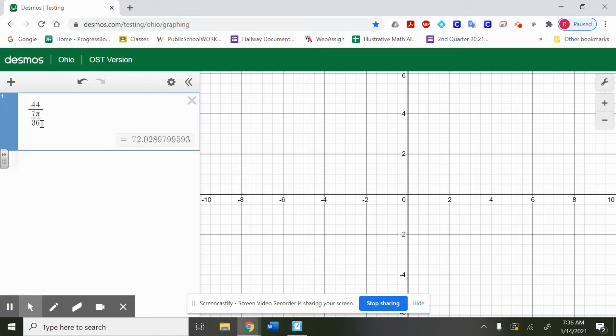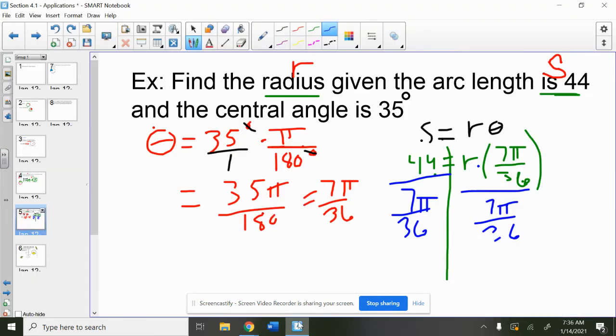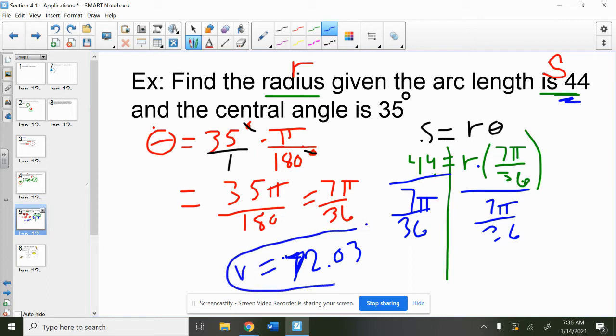Sometimes people do want to get that decimal, and that's fine. You can do 44 divided by that decimal. This gives me 72.03. It just didn't give me any measurement up here. If you look, it just says 44. So I'll leave it like that. So my radius is that many units, 72.03.